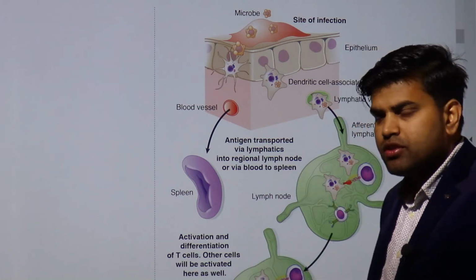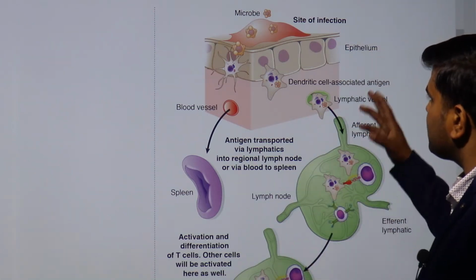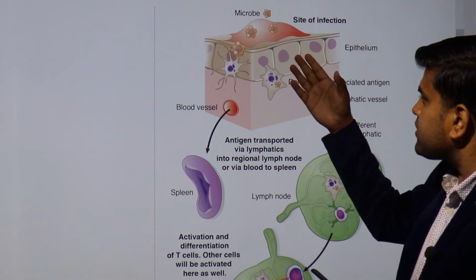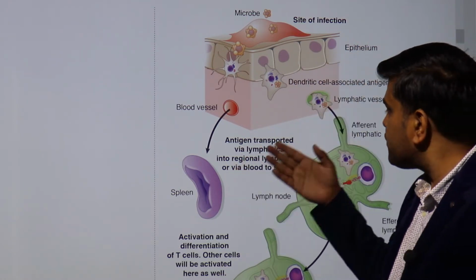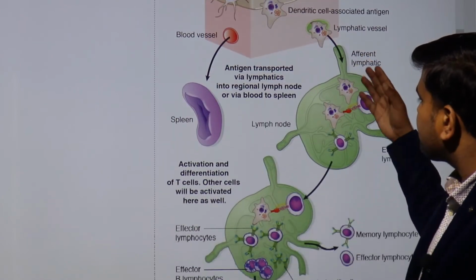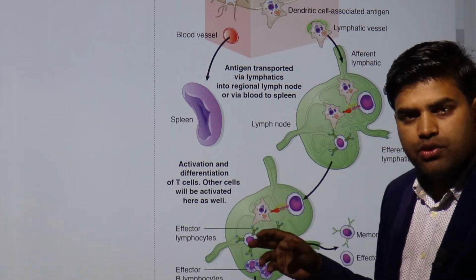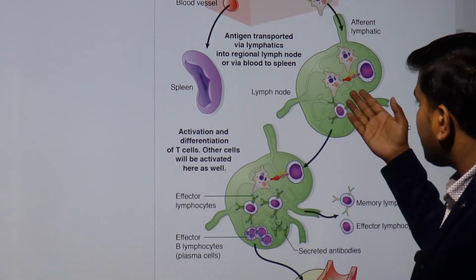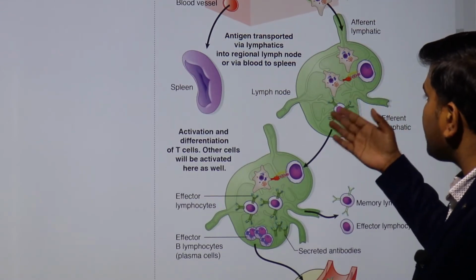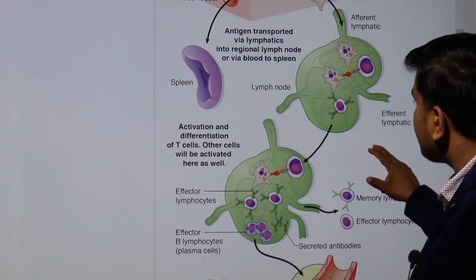Everyone, we have discussed T cell activation. When an infection is at any site, if it is in the blood, it will be drained into the spleen, and if it is in the tissue, it will drain through the lymphatics into the regional lymph node, where they will present this antigen, processed by the antigen presenting cell, to the T cell in the paracortex region.